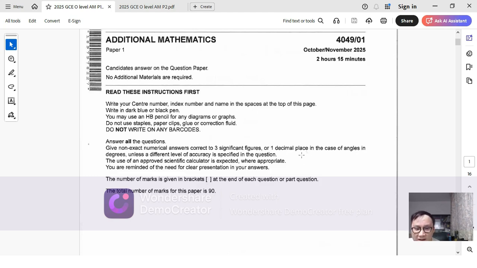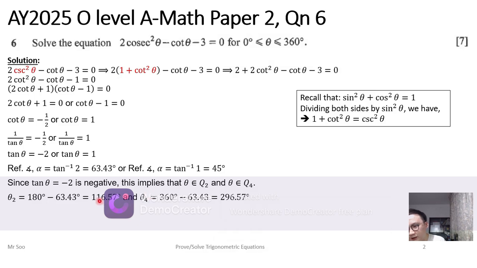So this one applies. If you don't round to 1 dp, marks will be penalized. So remember, this is very important. For angle-related final answers, always round to 1 decimal place or 1 dp. For numerical answers not pertaining to angles, which means geometry, 3 SF, standard O level rounding off. This is on your cover page. If not, marks will be penalized. It should be 116.6 degrees and 296.6 degrees.